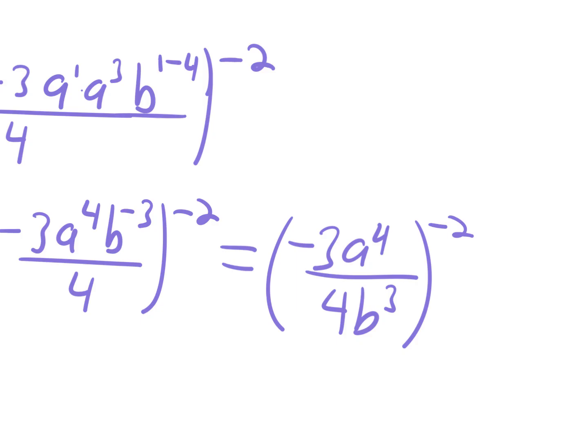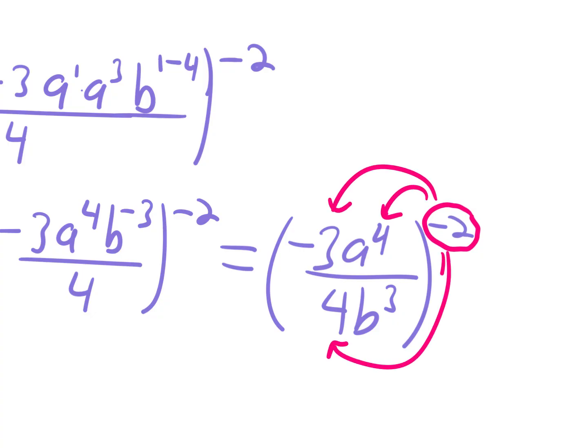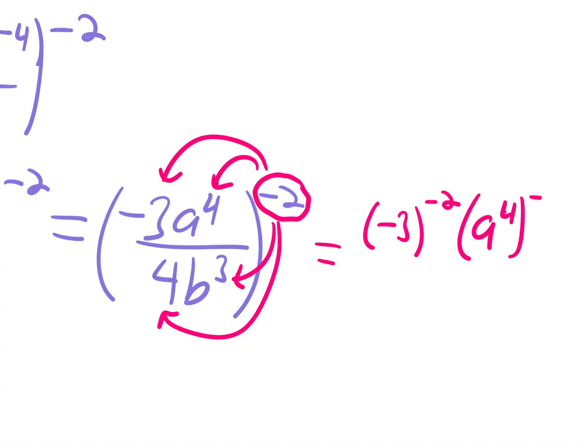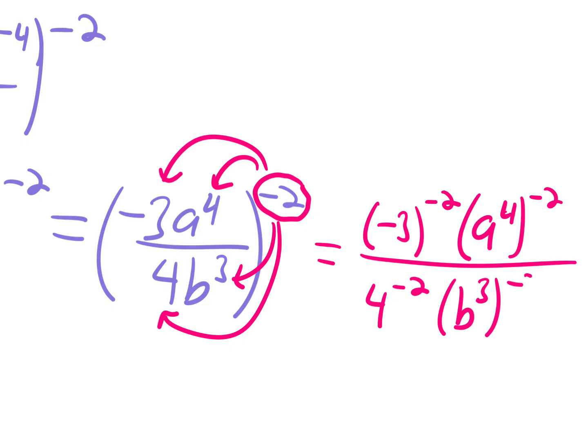Now let's take what we learned yesterday. What can we do with that exponent on the outside? Distribute it to each factor on top and on the bottom. So this is going to go to this, that, this, and that. So then we get negative 3 to the power of negative 2, a to the 4th to the negative 2, over 4 to the negative 2, b to the 3 to the negative 2.